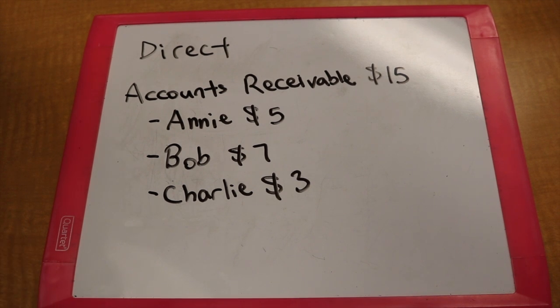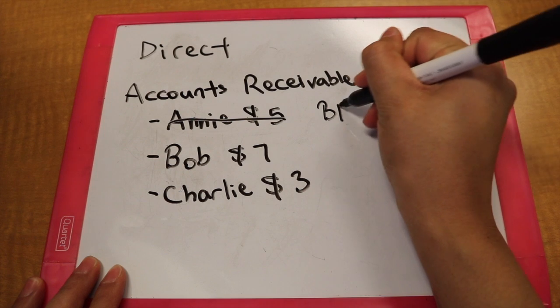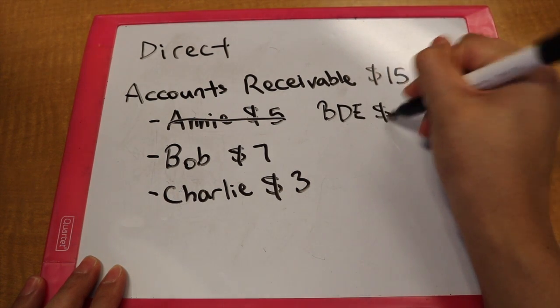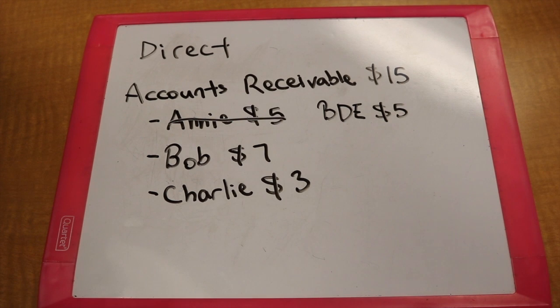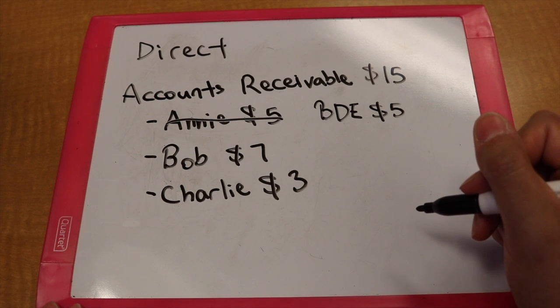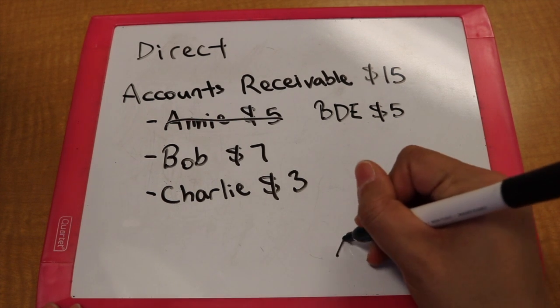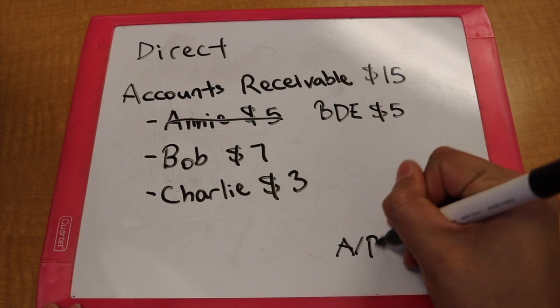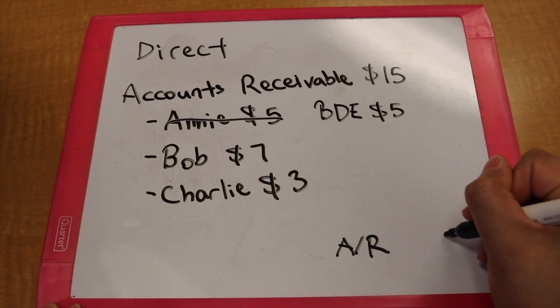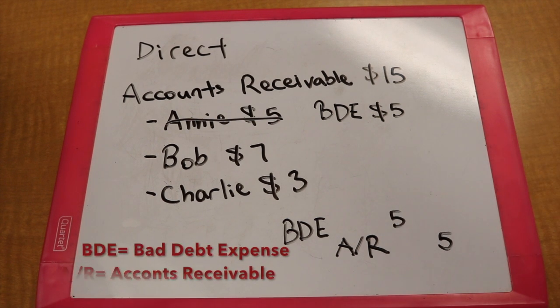For example, if Annie, who has a $5 balance in her account, came and told you that she couldn't pay you, you would write off her account, and at that moment, you would claim a $5 bad debt expense. And your journal entry might look like this. Since you're writing off an accounts receivable and it normally has a debit balance, you would cancel it out by crediting it by the amount that you're writing off. And you would write the matching debit under bad debt expense.